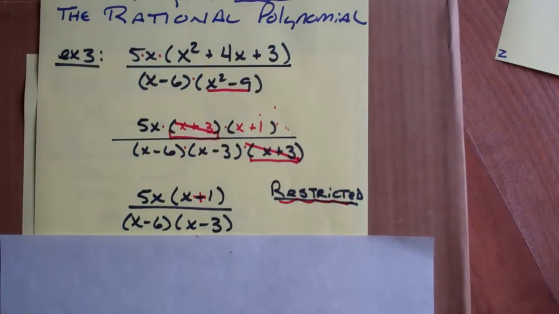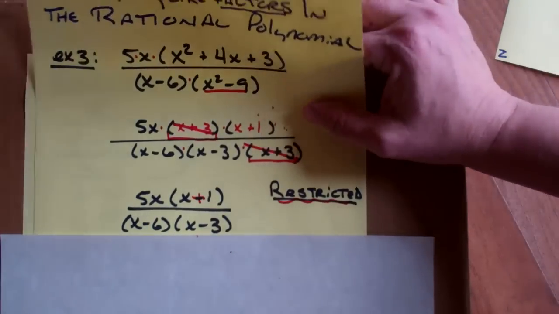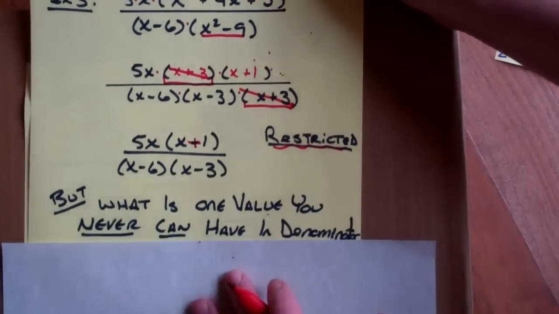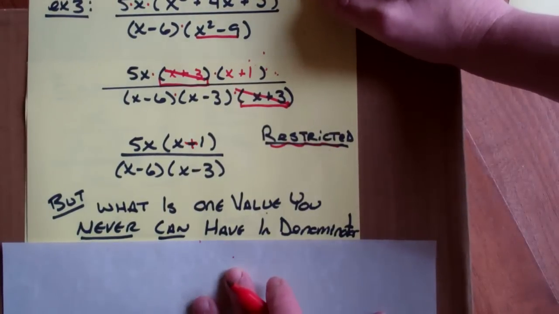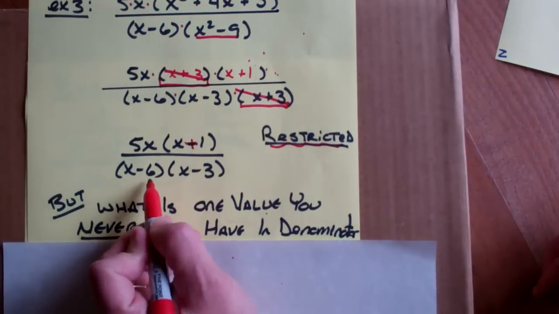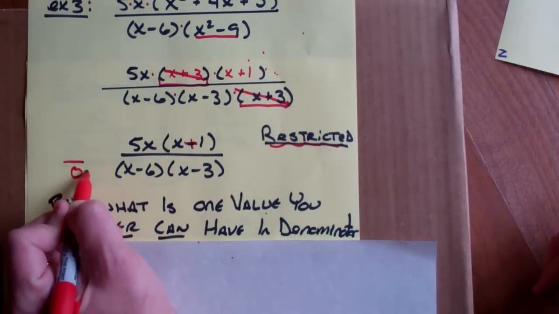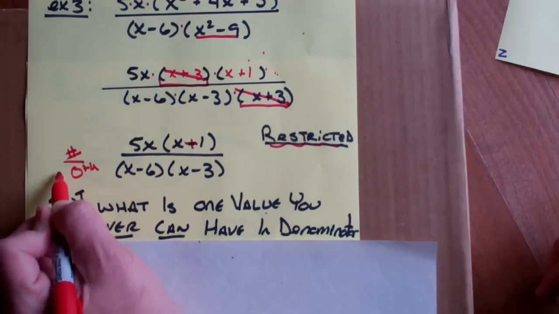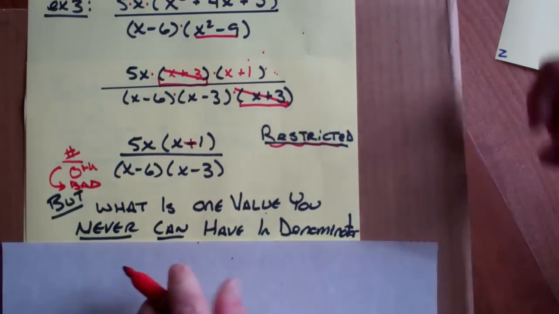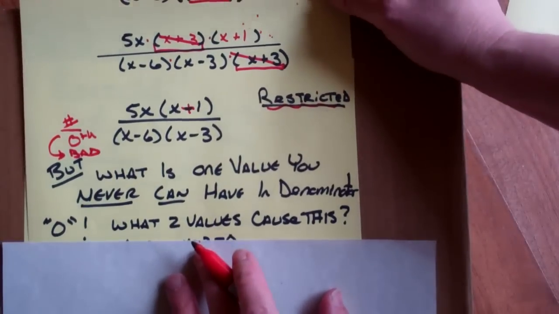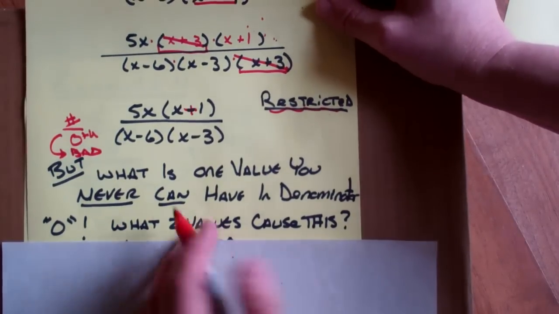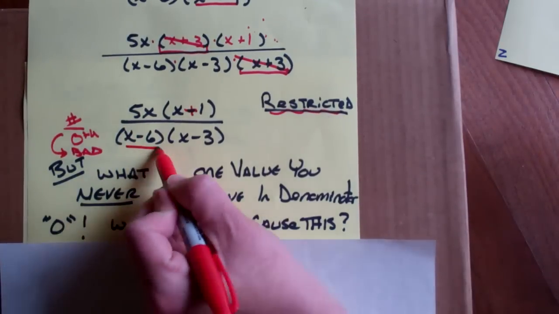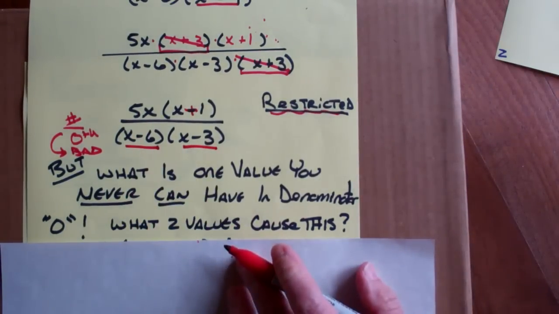But there are some restrictions. What are the restrictions we're looking at? Well, what is the one value you never can have in the denominator? The one value you never can have in the denominator is a 0. There's no such thing as dividing by zero. This is any number over 0. That's bad. We can't do that. So, what 2 values in this equation would cause there to be a 0 down here? Well, what makes this factor a 0 and what makes this factor a 0?